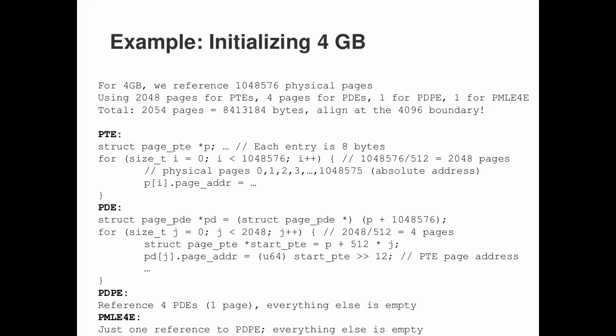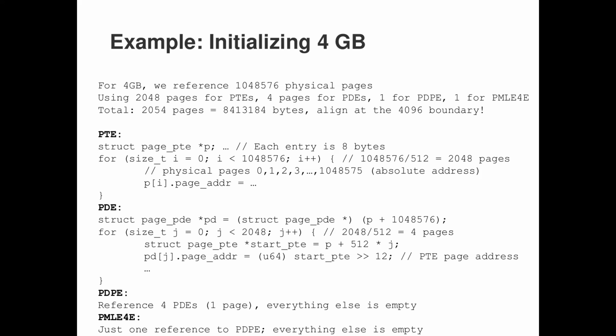So how do we initialize 4 GB of RAM? For 4 GB, we need to reference approximately 1 million physical pages. How do we get this? Well, because we have 4 KB pages, and if you multiply it by this number, we get 4 GB. This is how we get this number, approximately 1 million. I mean, you can calculate the exact number.